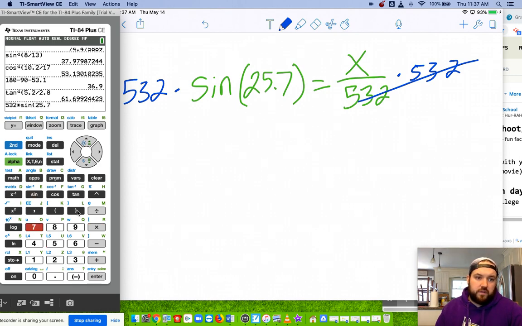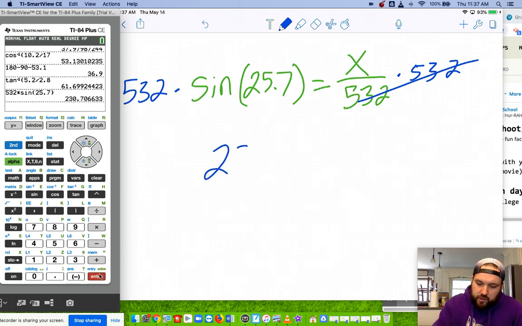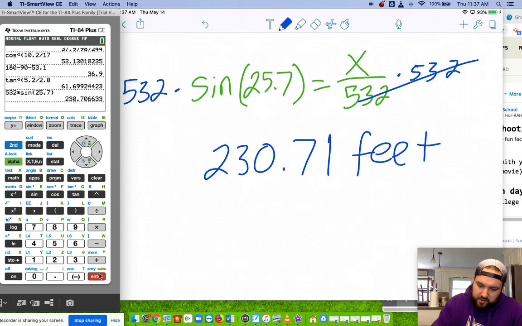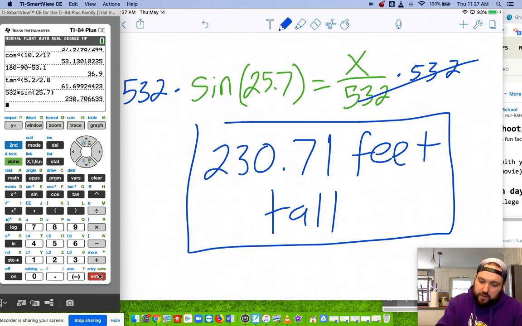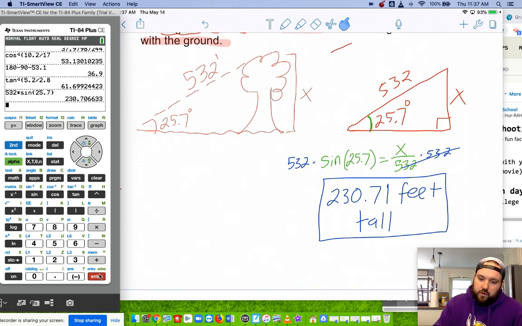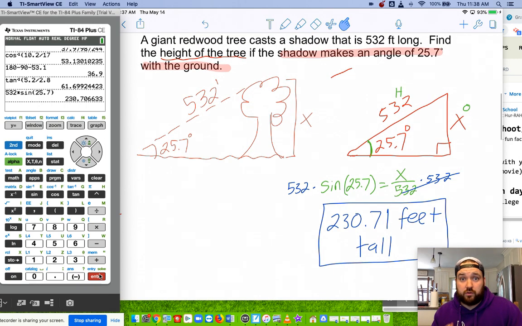So 532 times sine of 25.7 gives me 230.706. So we'll say 230.71 feet tall, because remember, we're finding the height of that redwood tree. So the unknown value, or the height of that tree, is 230.71 feet, which would be about 230 feet and 9 inches. So draw a picture, draw a picture, draw a picture.